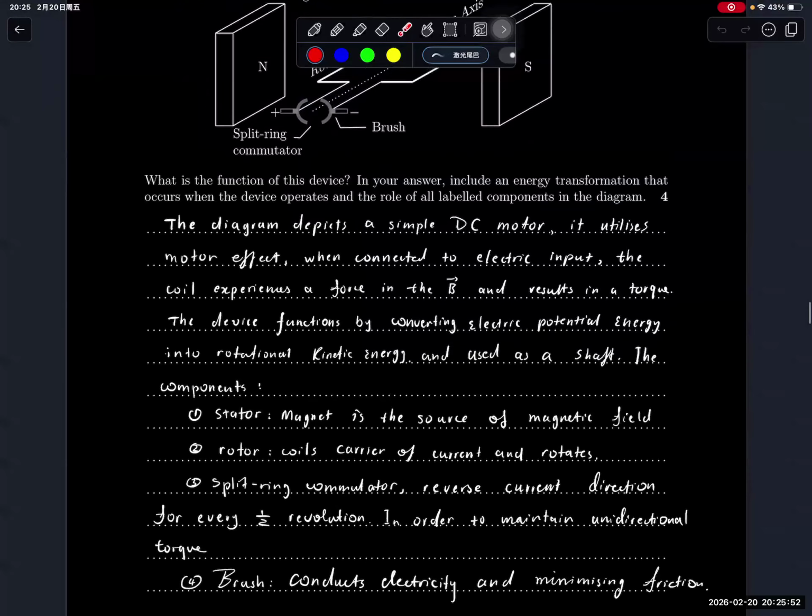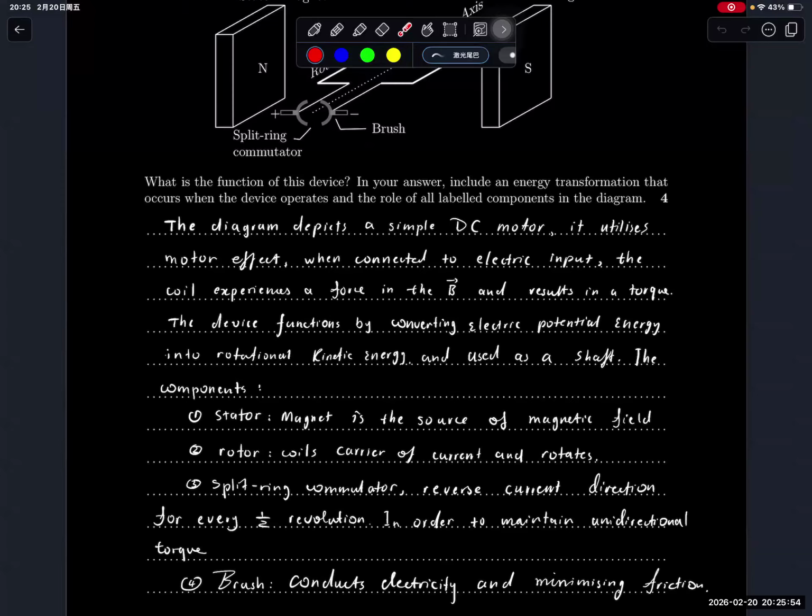So make sure to talk about the magnet as a source of magnetic field, and the rotor as a medium that carries the motor effect. There we have the split ring commutator as well to unify directional torque by changing current direction every half revolution. You could also mention the brushes that are used to connect electricity.